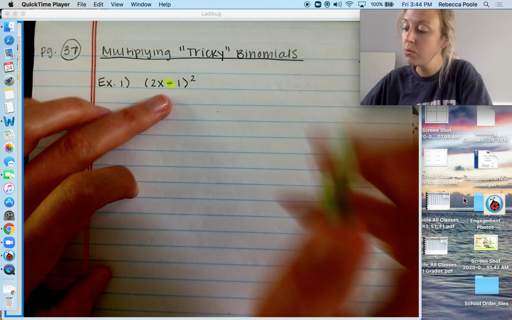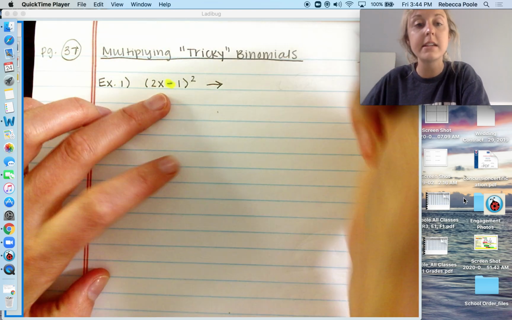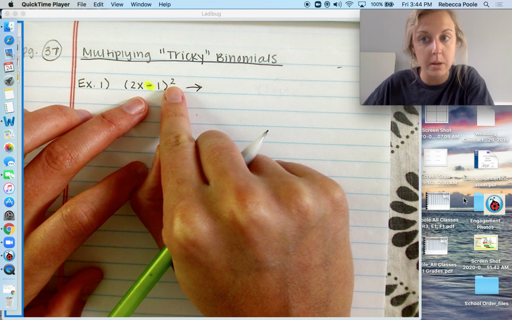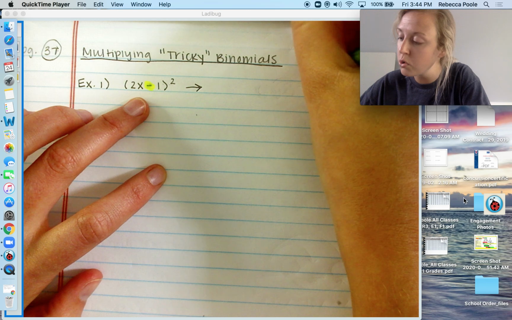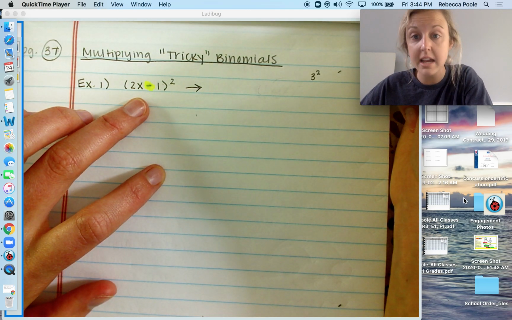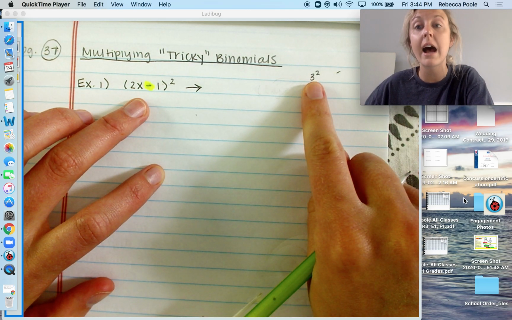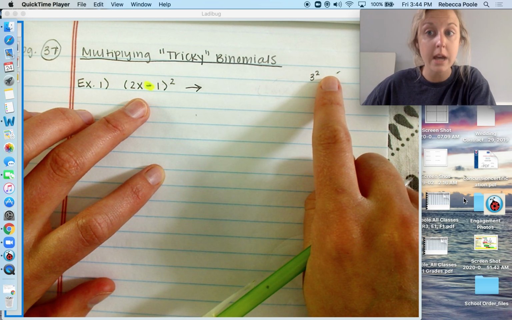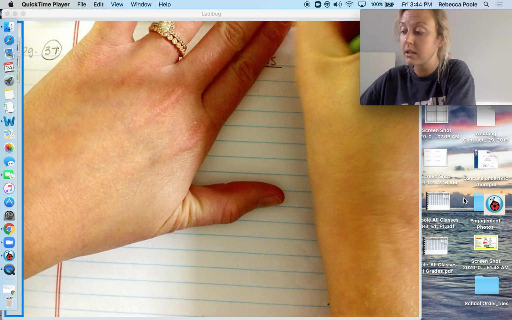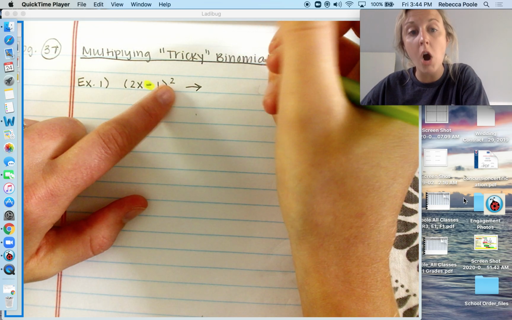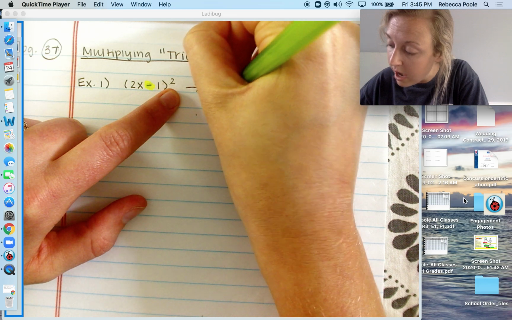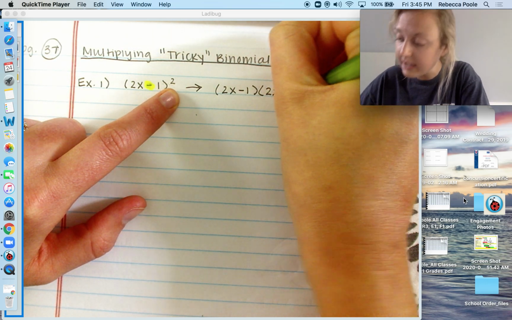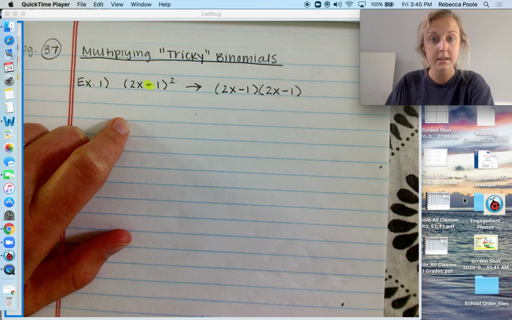So how you deal with binomials like this is you literally square them. What does it mean to square something? Like if I told you 3 squared, it's not 6. It literally means 3 times itself, right? 3 times 3, 2 times. So watch this. I'm doing 2x minus 1 all squared. Well, that means I have 2x minus 1 times 2x minus 1, okay?